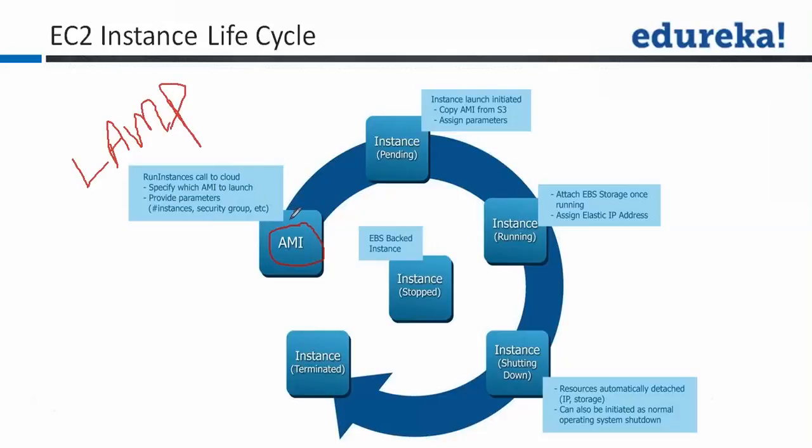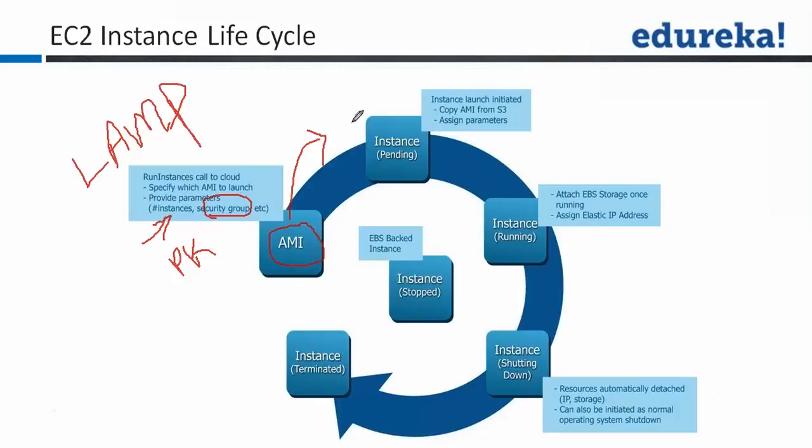Now you launch that AMI. When you launch that AMI, you need to provide certain parameters, like which security group this instance would have. There is a concept called the key pair file, that's a private key pair file. There is how many instances you are going to launch and what would be the size of the instance. So you provide lots of parameters while launching this AMI.